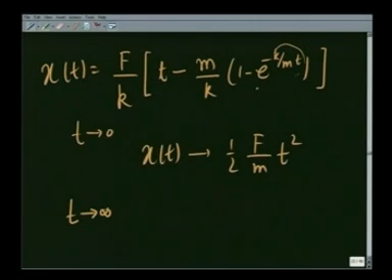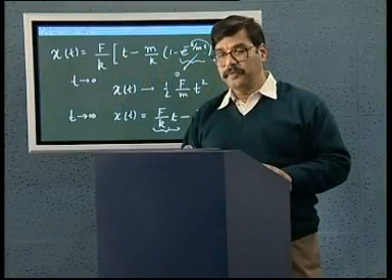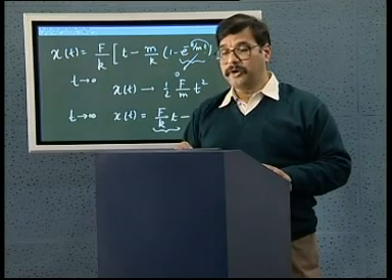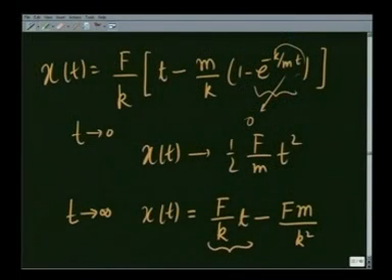In the large t limit, this term would tend to 0, and therefore, I would have x t as F over k t minus F m over k square. This is nothing but movement with a constant speed. F over k, you recall from earlier, is nothing but the terminal speed. So, the particle has now after a long time started moving with terminal speed F over k.